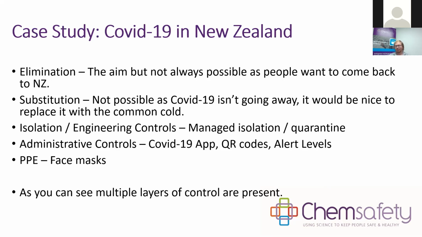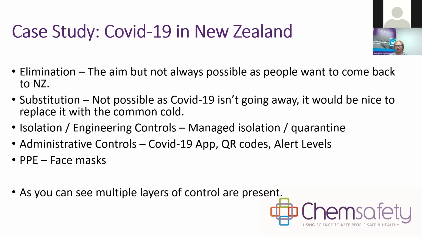And then finally, we've got PPE, so face masks, you might see all the stuff that the nurses are wearing when they take your COVID swab. And as you can see, there are multiple layers of control present here to protect us from COVID-19. And as you can see in Australia, these don't always all work. That's why elimination is the perfect one, and then we have to make do with the rest.